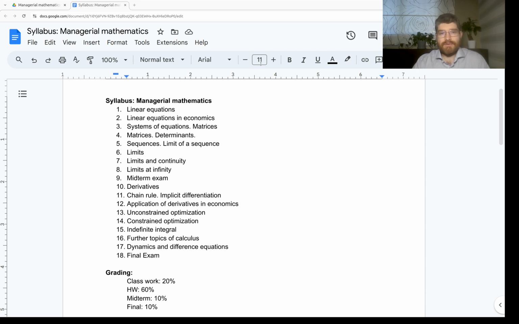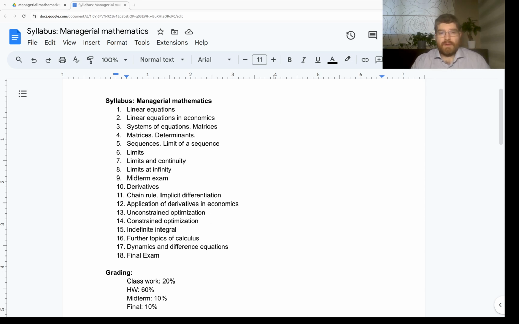Then constrained optimization. Often economic decisions are subject to constraints such as budget limits or resource availability, and we use methods like Lagrange multipliers to solve these problems. And constrained optimization is crucial for problems like cost minimization subject to production requirements or utility maximization given a budget constraint. We'll study that.